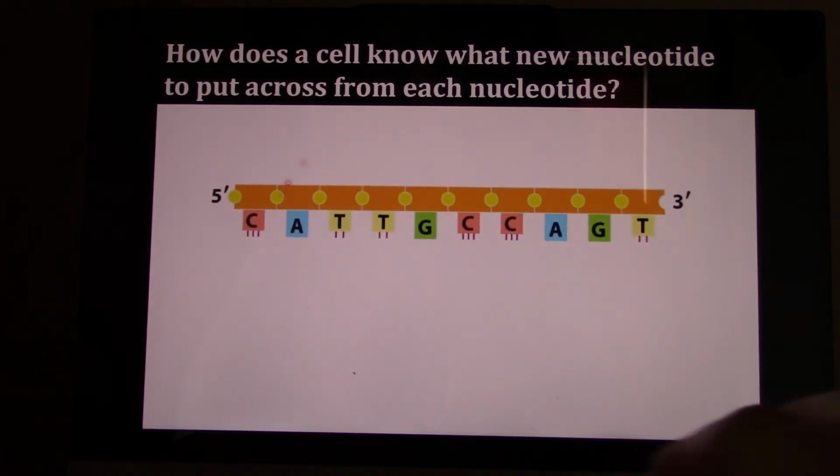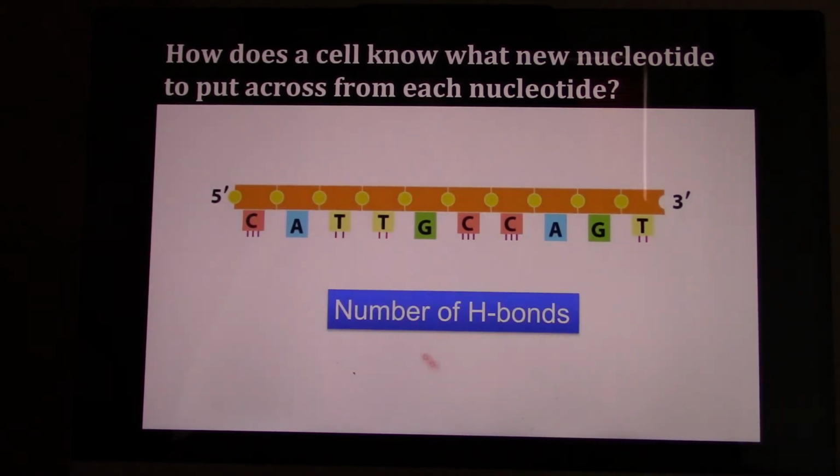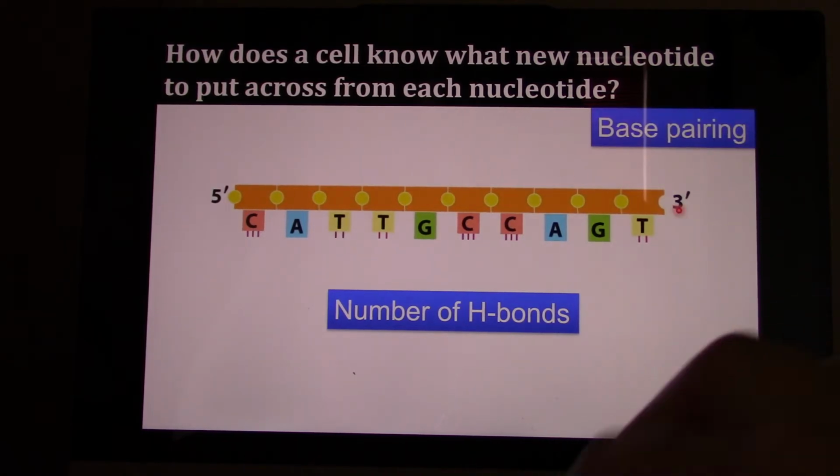So how does a cell know what new nucleotide to put across from each nucleotide? Well, the number of hydrogen bonds is a good clue. Every time there are 3 hydrogen bonds, as shown here for cytosine, or, whoops, they're not shown on guanine, we know that guanine is going to go across from cytosine, and adenine and thymine are going to have 2 hydrogen bonds, and so they're going to go across from each other. And base pairing, also the size. So we always have a purine.